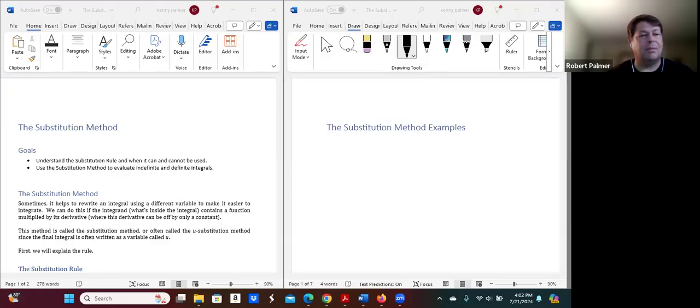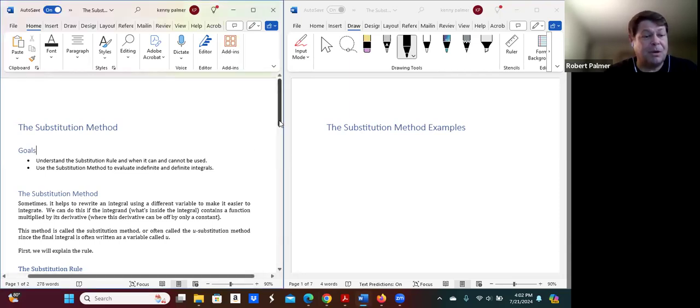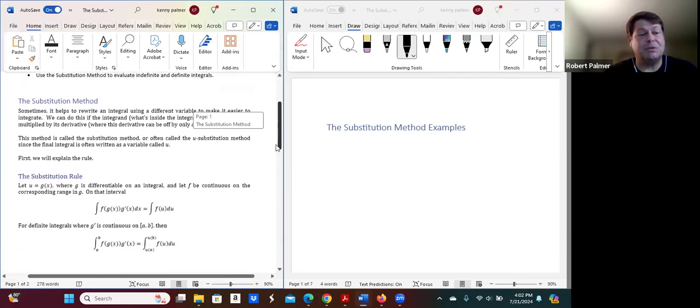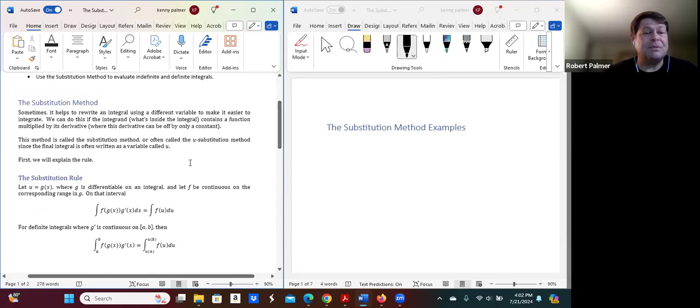Hello, everyone. Welcome back. Today we'll learn about the substitution method. It's a different way of integrating functions, especially when it's not clear how to integrate them by hand. Our goal is first to understand what's called the substitution rule and when it can and cannot be used. Then we'll talk about the substitution method and use it to evaluate both indefinite and definite integrals.